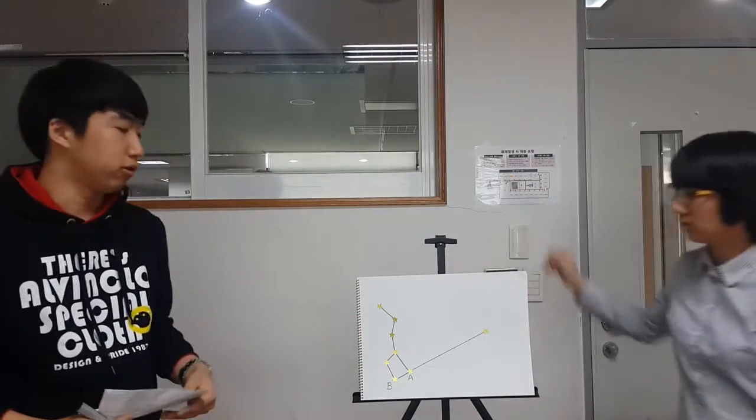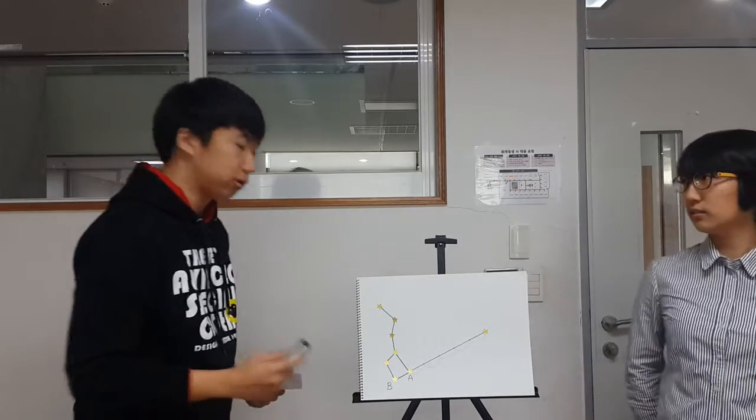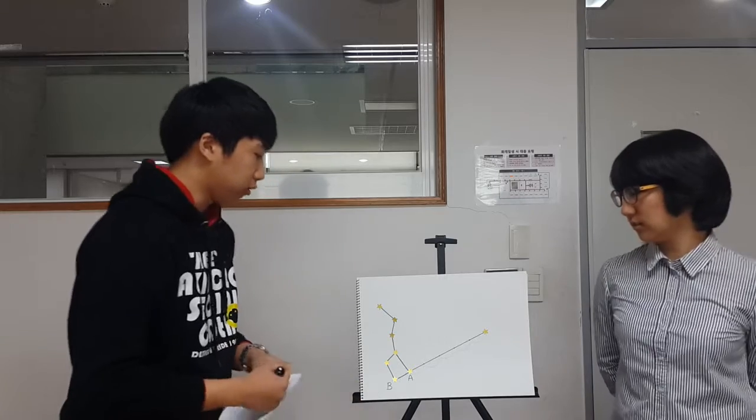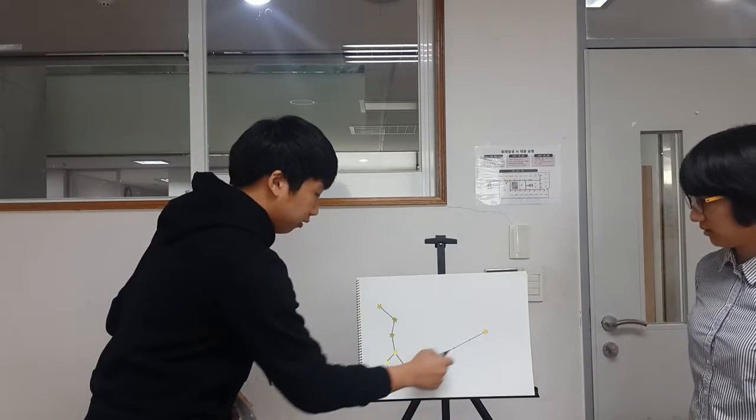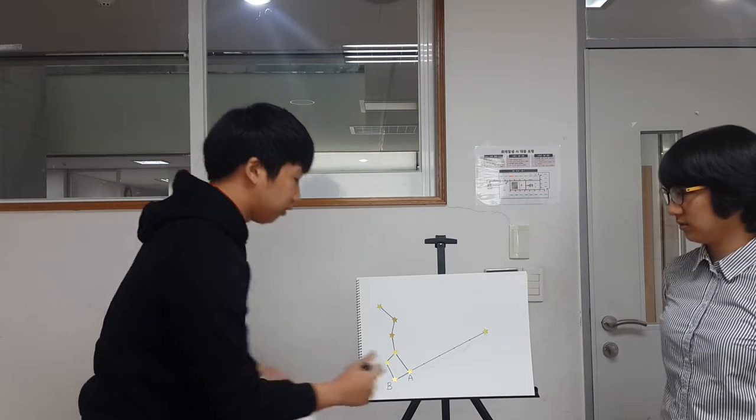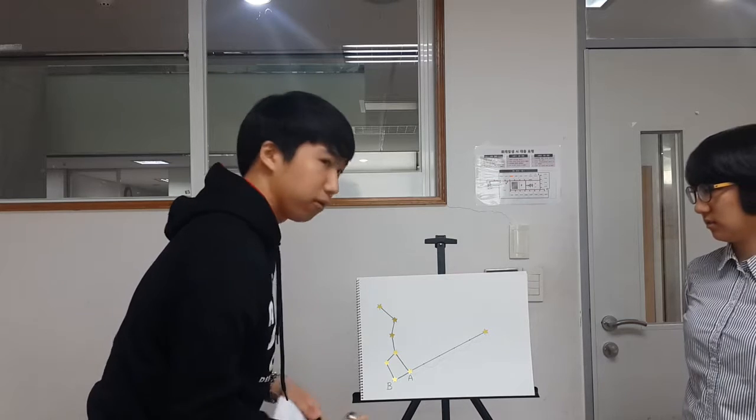I'm going to tell you with the Great Bear. This is Great Bear. Let's call this point A, and let's call this point B. We can draw this limited straight line, and we can know this distance with eye measurement. Then, look at me.